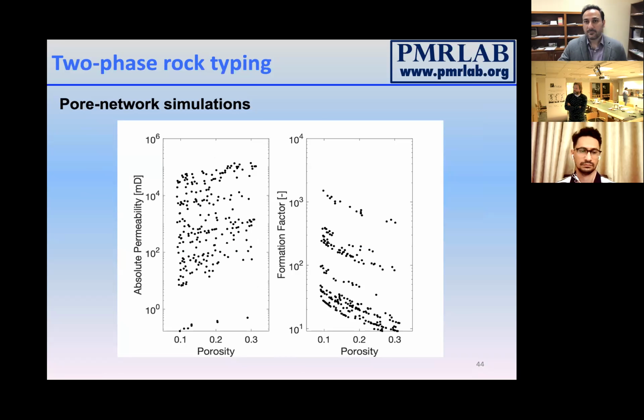Yes. But do you think that those trends you see in the formation factor versus porosity are some of the same rock types you're picking up in the two-phase rock typing later on? Okay, good point.